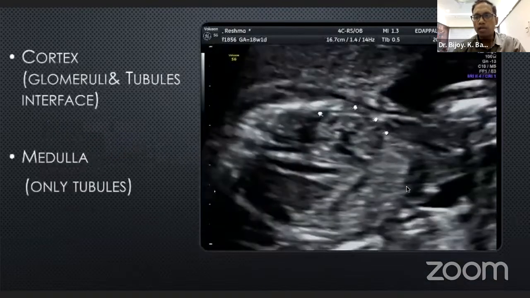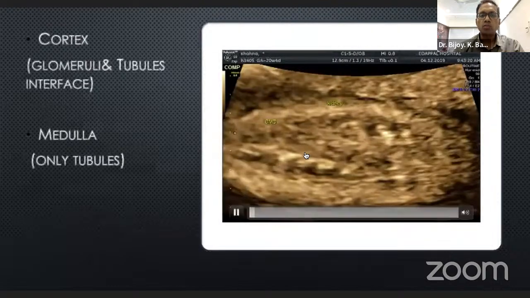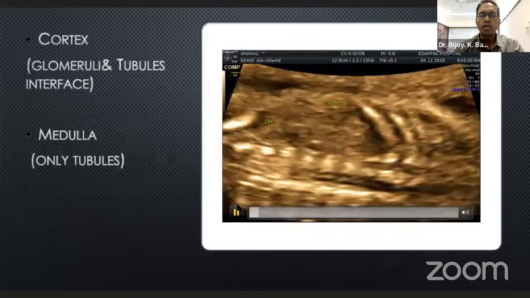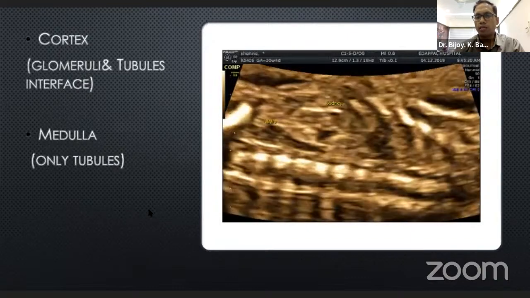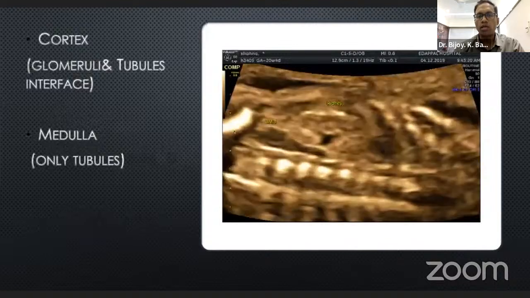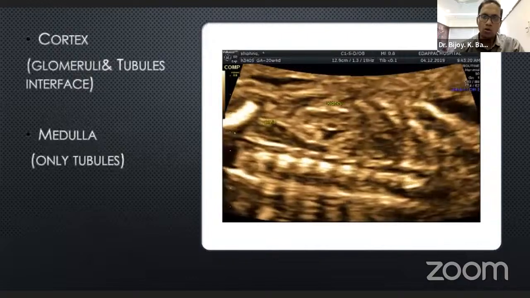Corticomedullary differentiation basically means something that separates the cortex from the medulla. The cortex is more echogenic than the medulla because the cortex has both the glomeruli and tubules, and their interface makes the cortex echogenic, while the medulla appears hypoechoic. That is one hallmark that you would find in all kidneys: the outer cortex is echogenic and the inner medulla appears hypoechoic, creating that corticomedullary differentiation. So these are the two points that you should look at in all kidneys.